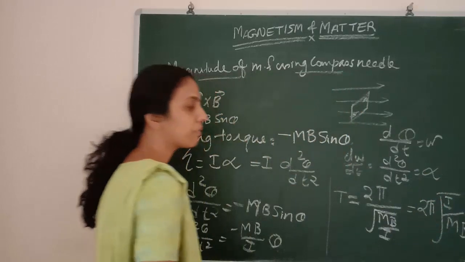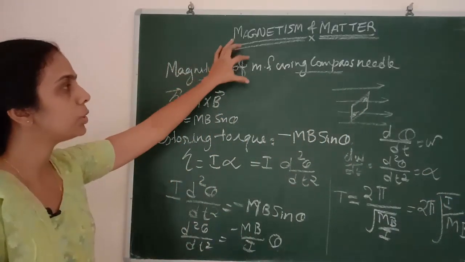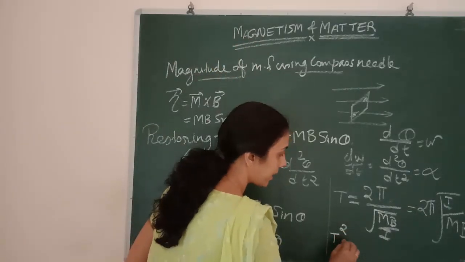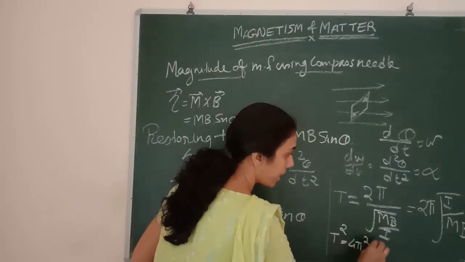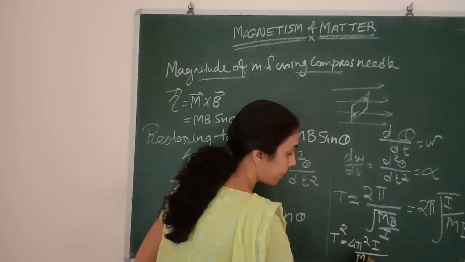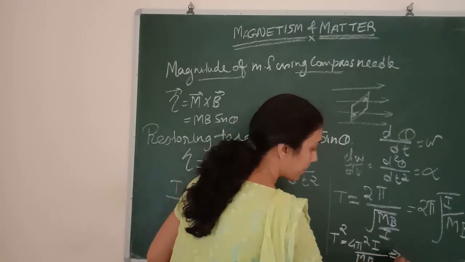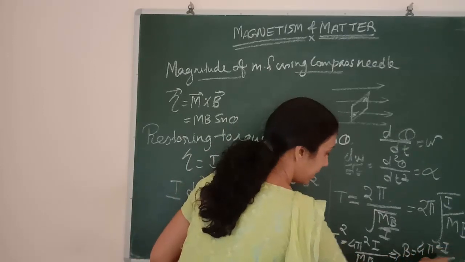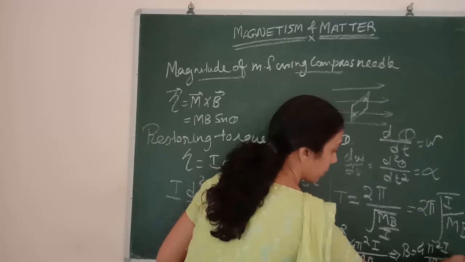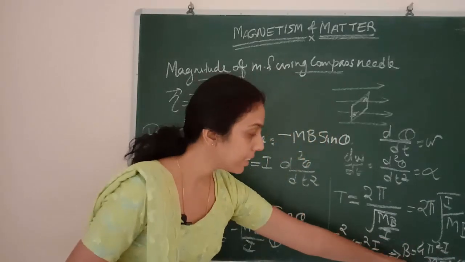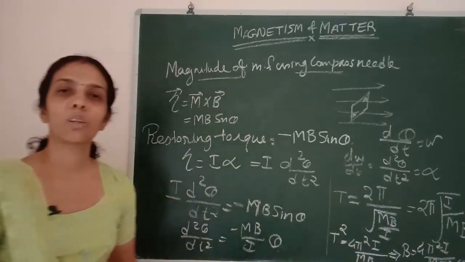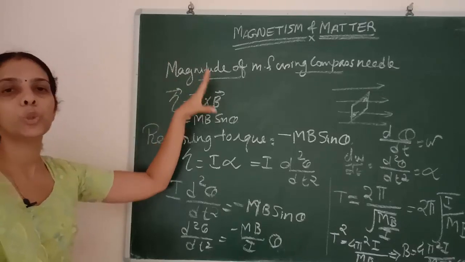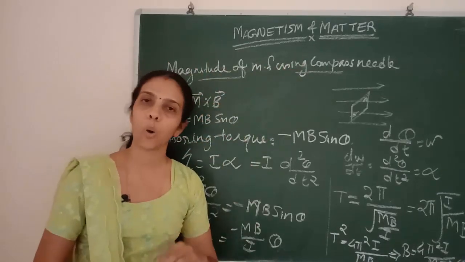Our aim is to find out the magnitude of magnetic field. So I am squaring both sides. I will get T square equals 4 pi square I by MB. So what is B here? From here we can write B as 4 pi square I divided by M T square. Knowing the values of I, M and T, we can find out the value of B. This is how we find the magnitude of magnetic field using a compass needle.